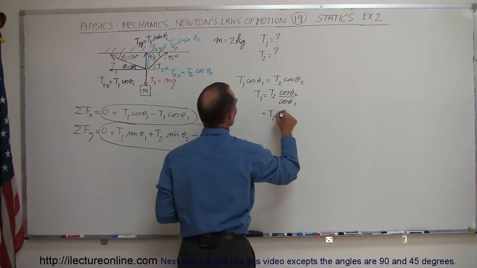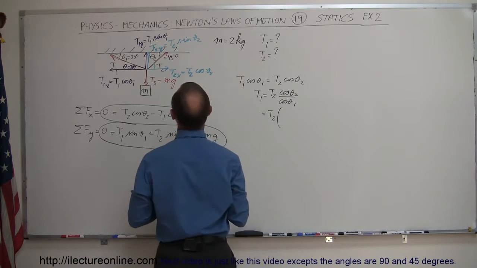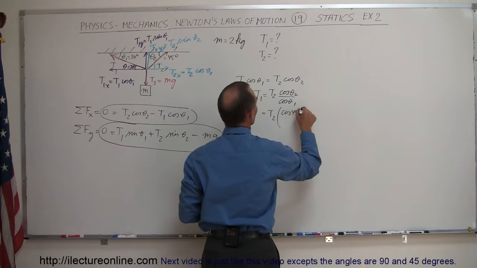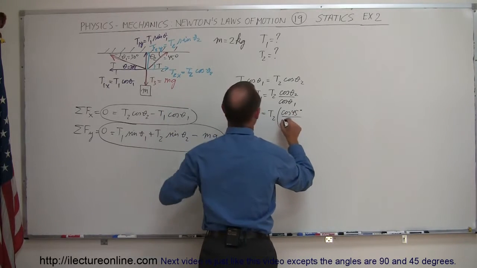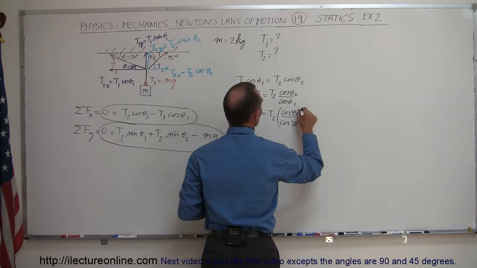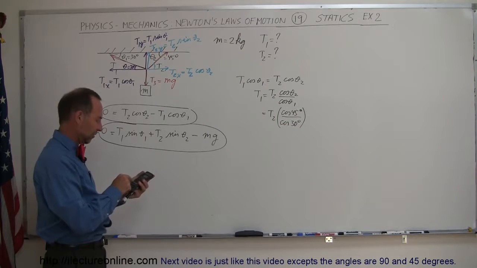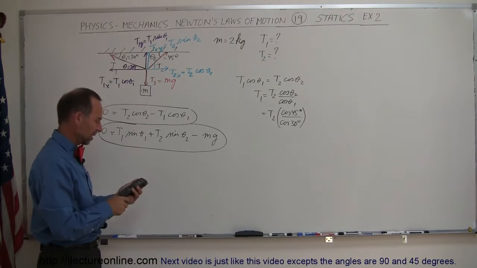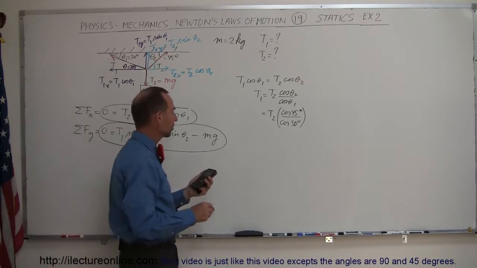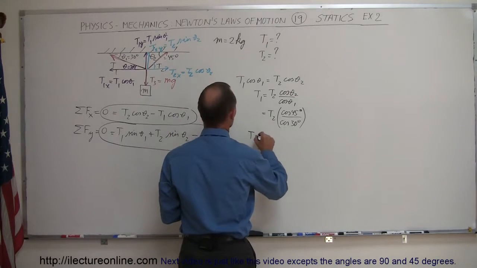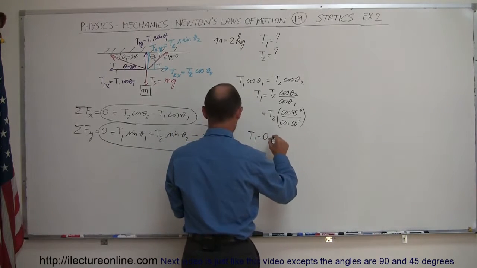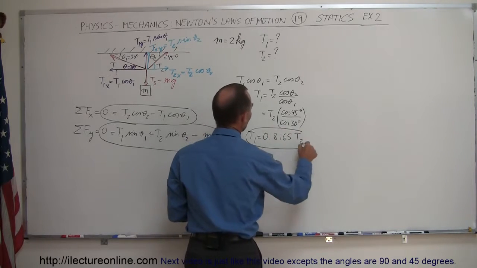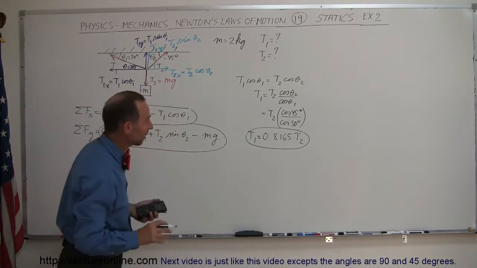So this is equal to T2 times cosine of theta 2. Theta 2 is 45 degrees, so that's a cosine of 45 degrees divided by the cosine of 30 degrees. All right, 45, take the cosine of that, divided by 30, take the cosine of that, equals 0.8165. So T1 is equal to 0.8165 times T2. I kept a few extra significant figures so I don't have a round-off error.